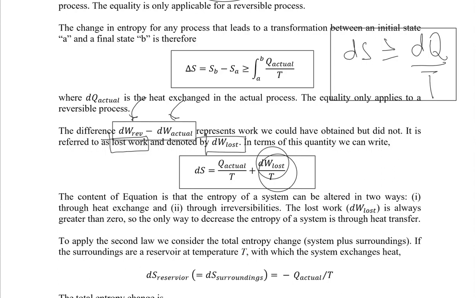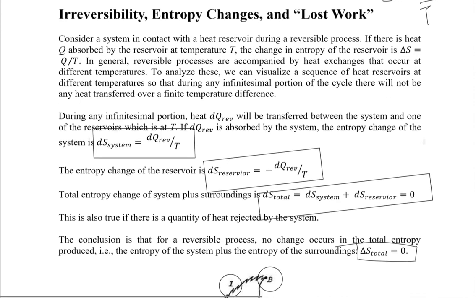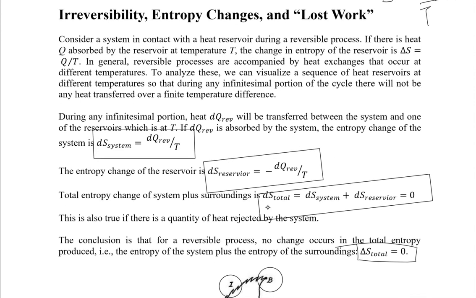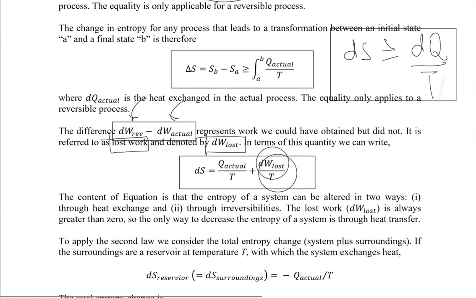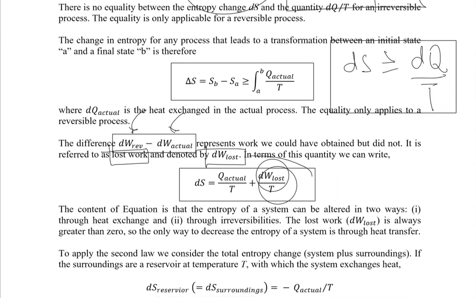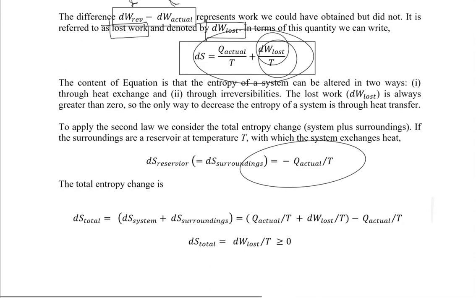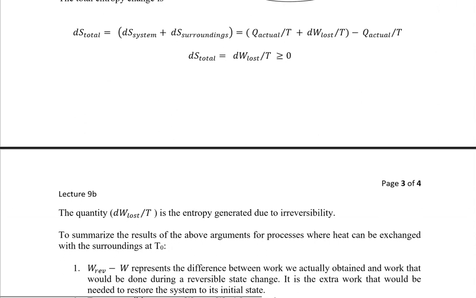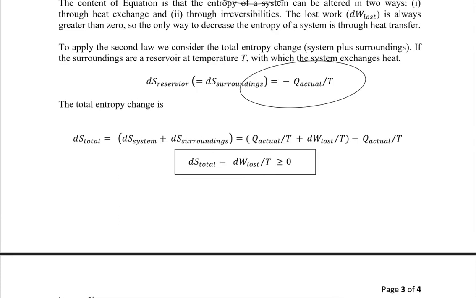So going back to the same analogy we established here, the total entropy change in a system and surroundings would be equal to zero. Now we said the entropy change in the system would be something like this, and the entropy change in the surroundings from the previous equation is something like this. Adding both equations, you get the total entropy change of the system and surroundings equal to dW lost by T.